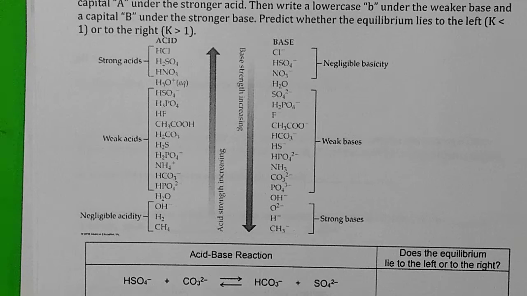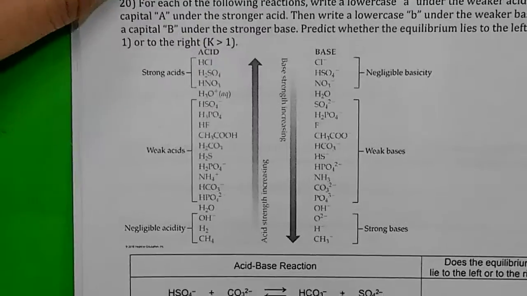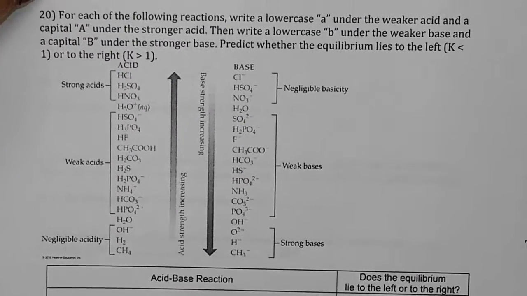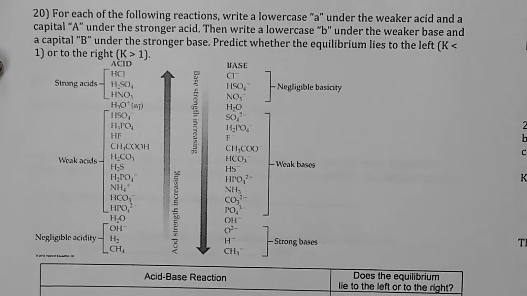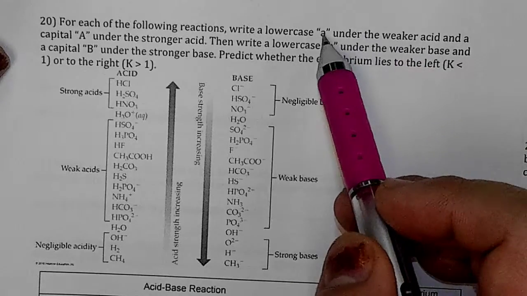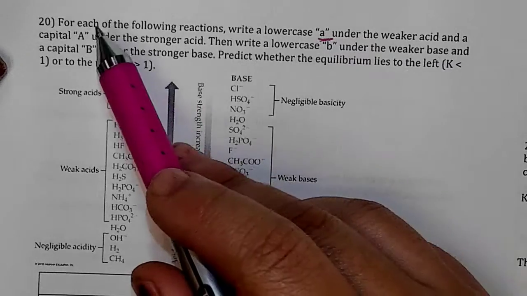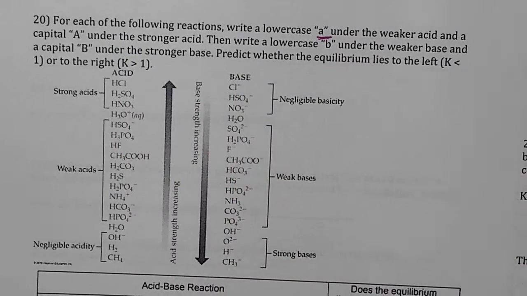Sound good? Okay. People used to remember both weak and strong acids and bases, which is too much work. So what we're going to do is write a little a for the weak acid and a capital A for the strong acid. So we're going to compare them.